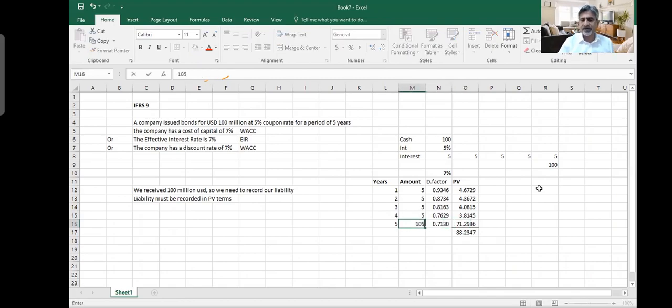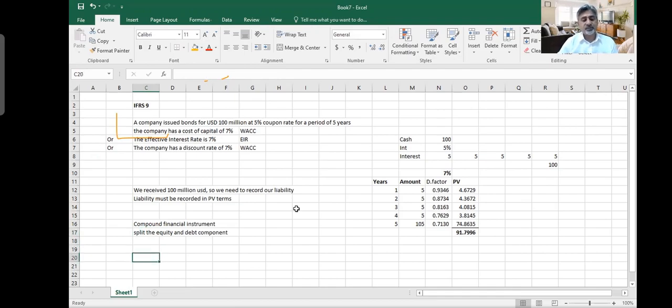So anyways, it was 105 because 100 principal plus 5 interest. So the total amount which you will have to pay is 91 million. Now, this is the point where you split. This type of financial instrument which you have been given is called a compound financial instrument. And what the exam expects you to do is to split the equity and debt component.